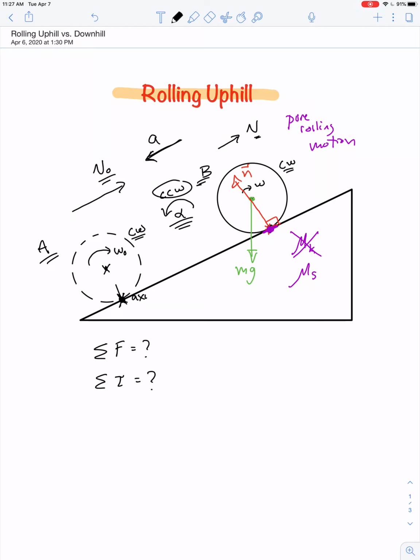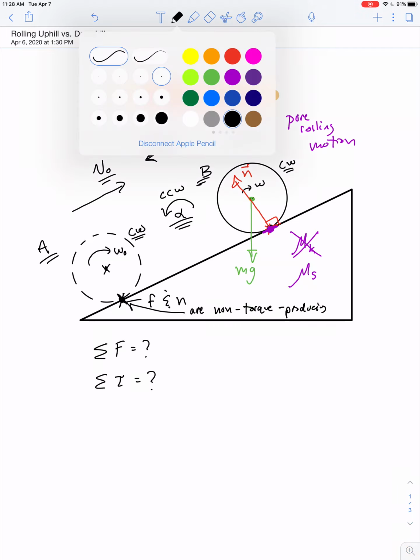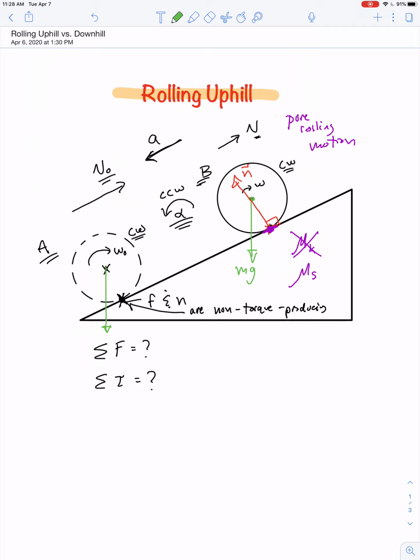The friction force, whether it points uphill or downhill, we just know it has to point parallel to the incline. The friction force also acts at this axis, and when your lever arm is equal to 0, you have a non-torque producing force. So both friction and normal force are non-torque producing about this axis. So the only force that remains is gravity, and gravity pulls downward, and it has a lever arm from the axis of rotation to the point of application of the force.